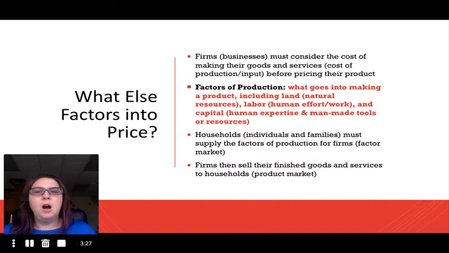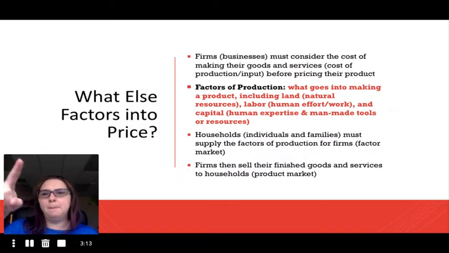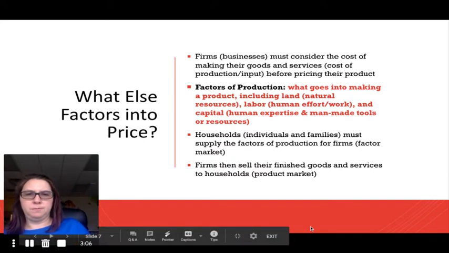Households are the ones that supply the factors of production. They are the ones that work. Individuals, families, they go to work for these businesses in order to produce these goods. Firms then sell their finished goods and services to households, and so they create this big circle. Businesses and households keep going back and forth with this production.